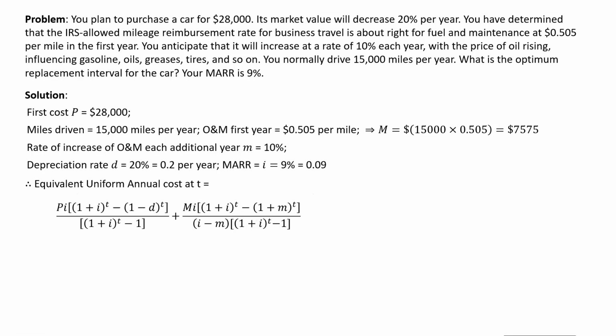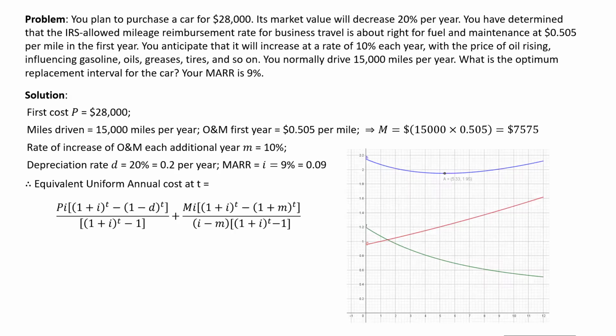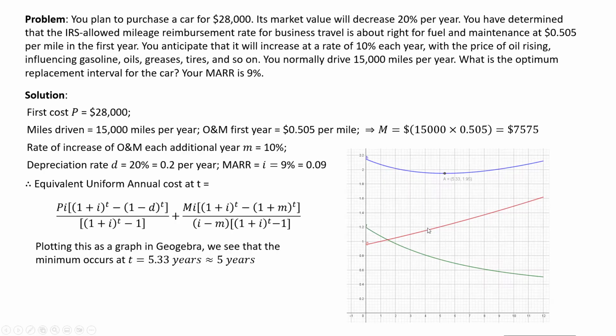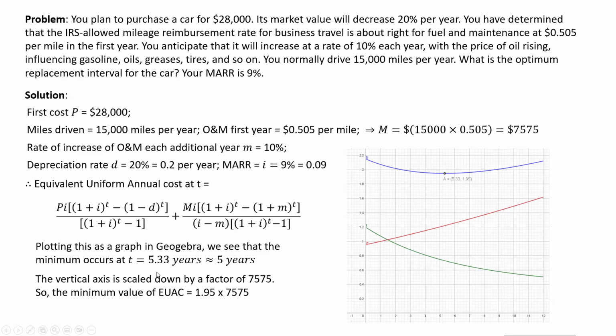Look at how wonderful this formula is. And once again, I plotted this in GeoGebra and the blue curve has a minimum at 5.33. So when you round it, because this is 0.3, it rounds down to 5 years. Had it been 5.5, would have made it 6 years. But since this is 5.33, we'll round it down to 5 years. Cool. And what is the optimum replacement?